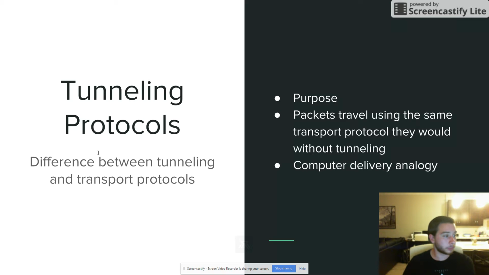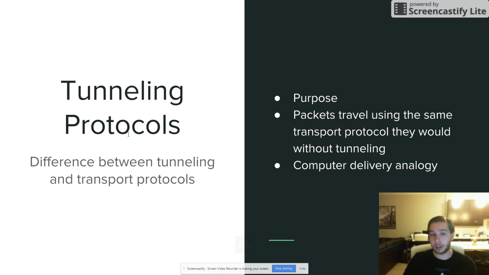The purpose of them is to add a layer of security that protects each packet on its journey over the internet. And the packets travel using the same transport protocol they would without tunneling either way.